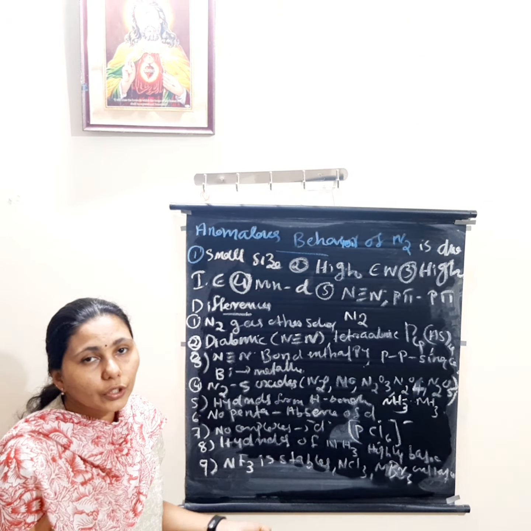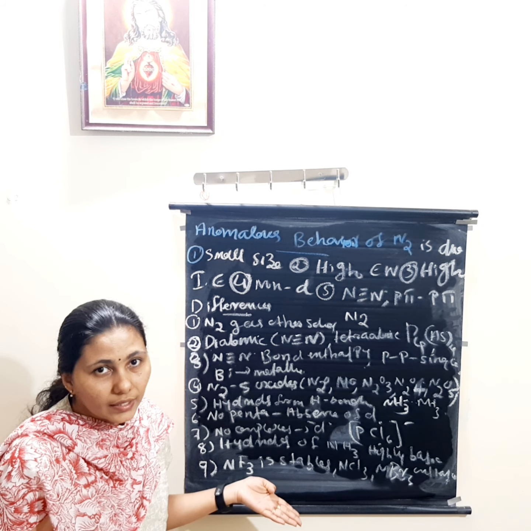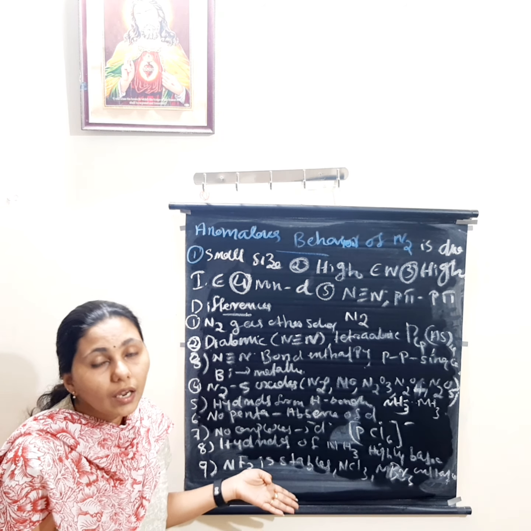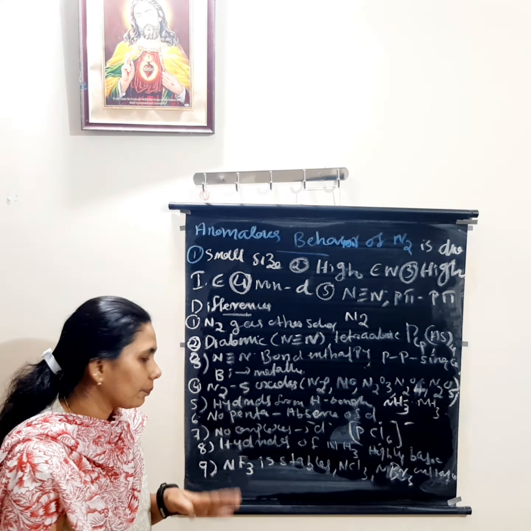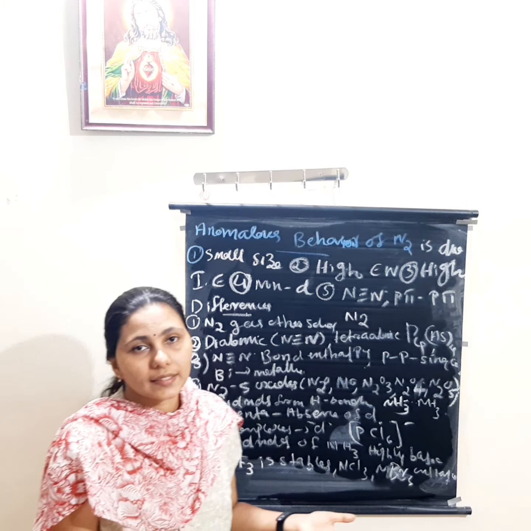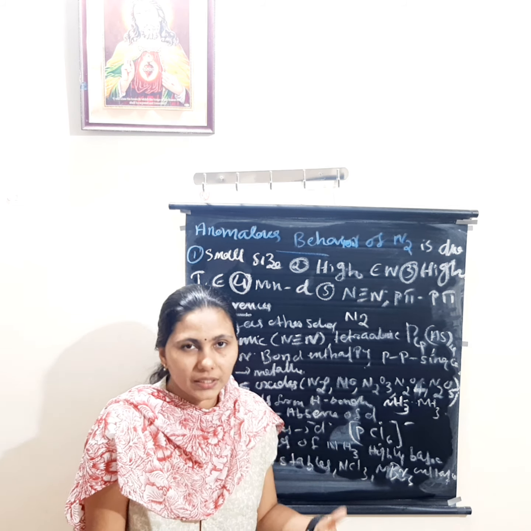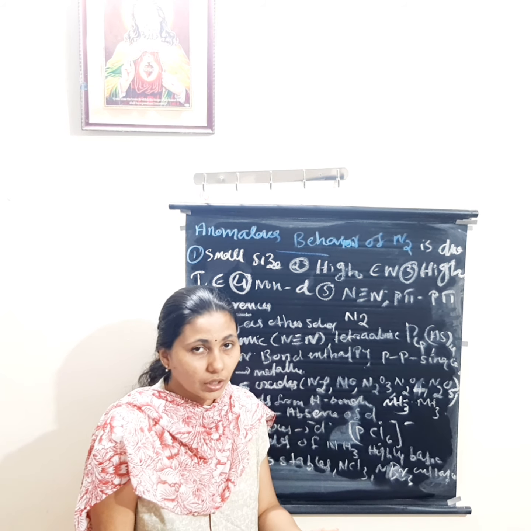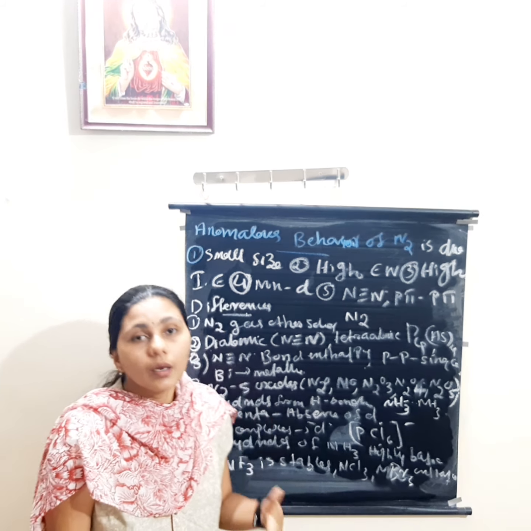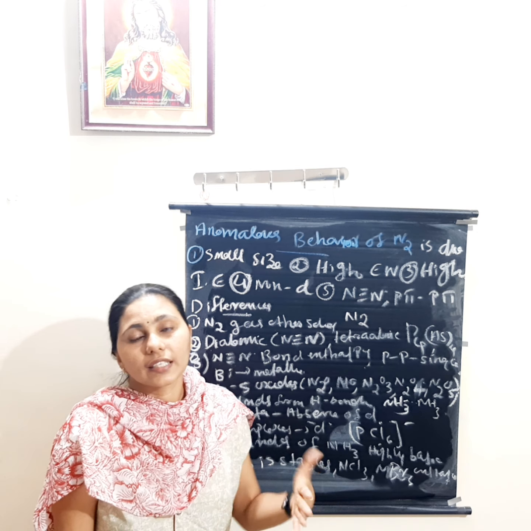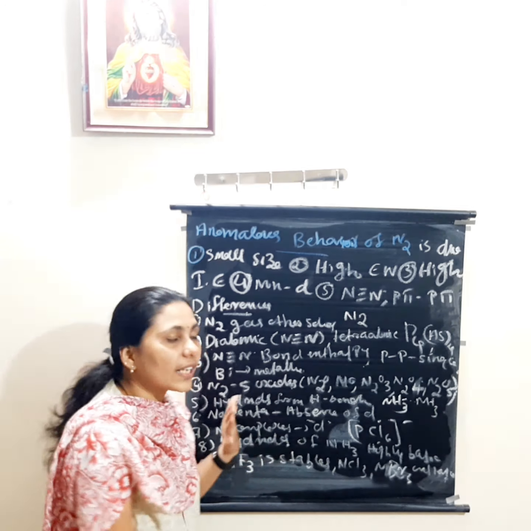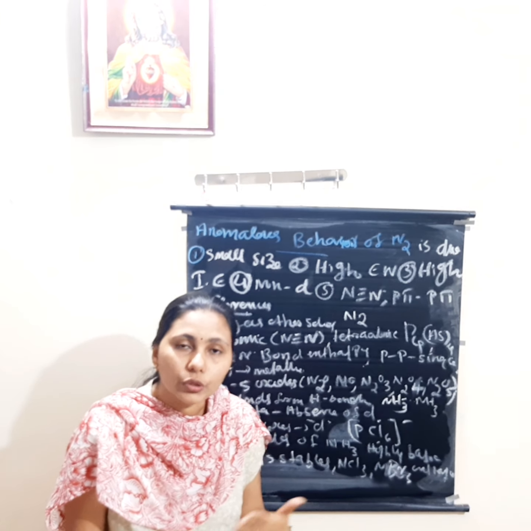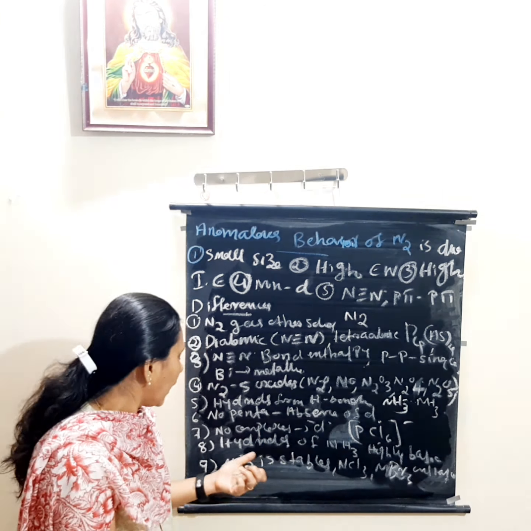Okay, and we know nitrogen has a maximum covalency of 4. So it does not have a penta covalency due to the absence of d orbitals. Then it will not form complexes due to the absence of d orbitals. One more question you can expect here: nitrogen does not have penta covalency, what is the reason? It is due to the absence of d orbitals. Then it does not form complexes, also due to the absence of d orbitals.